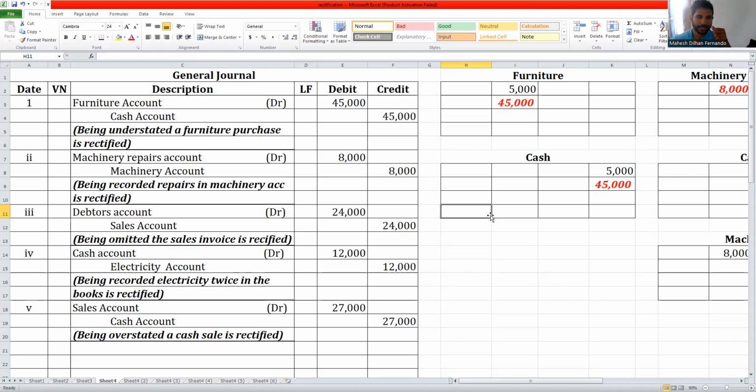I give you a few minutes to go through all these rectifications. And those who have finished, try to answer the next question.